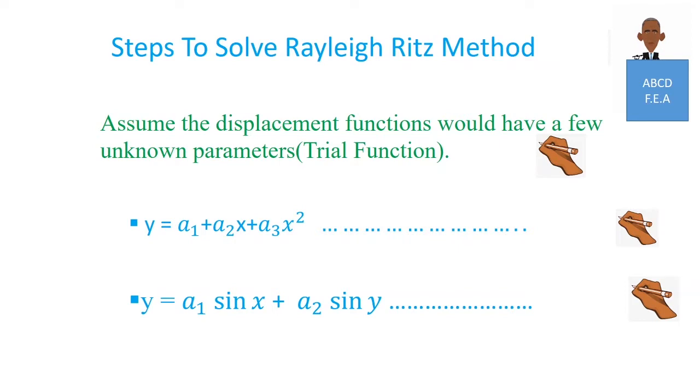However, the answer obtained is not close to the actual result, so the approximation varies. However, in the second case, y is equal to a1 plus sine x, it's a trigonometric function, so our results are accurate. However, it is a bit time consuming. So in the numerical, the trial function either will be given or you need to find it out.